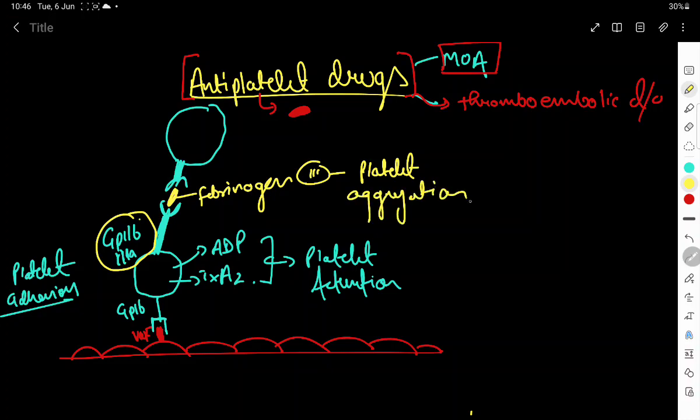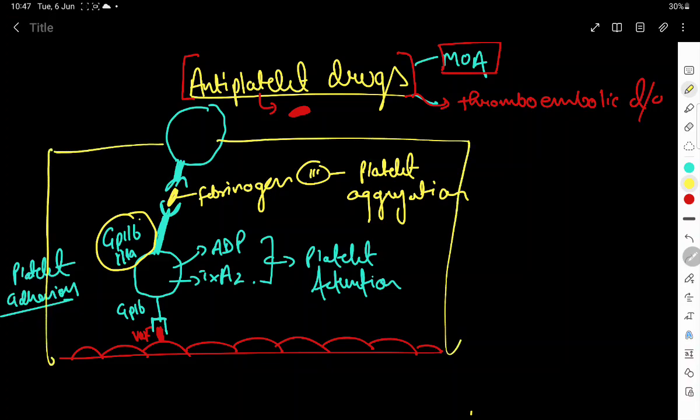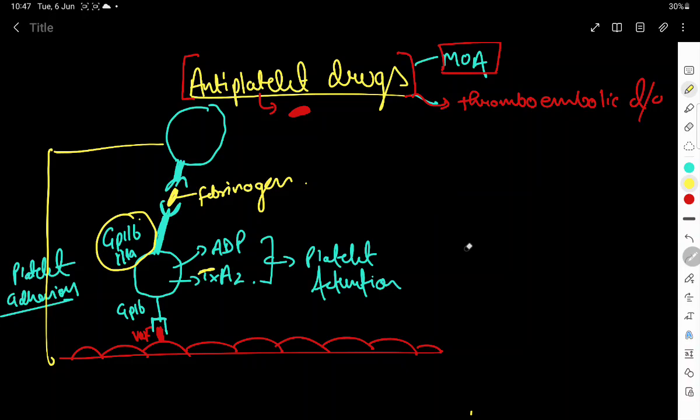Understanding this normal functioning of platelet action, we can understand the site of action of different antiplatelet drugs. The first step was platelet adhesion between GP1B and von Willebrand factor; then release of ADP and thromboxane A2 leading to platelet activation; and the third step was GP2B3A with fibrinogen cross-linking the platelets, leading to platelet aggregation. So these three steps lead to platelet adhesion, activation and aggregation. Let's try to understand the steps where drugs are going to act.